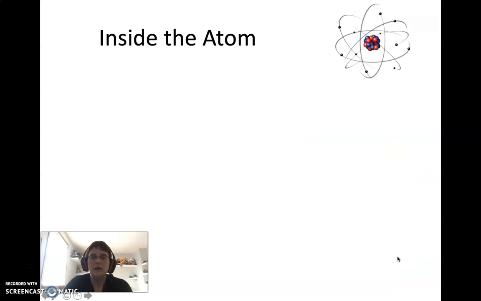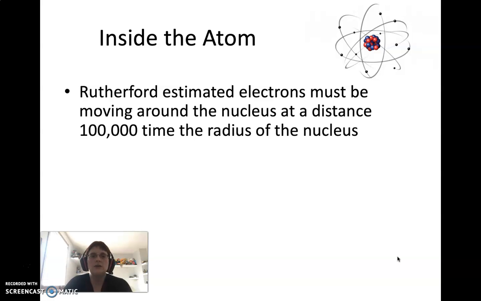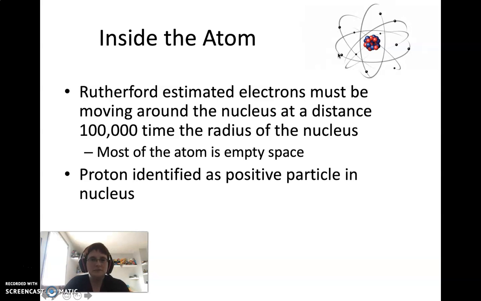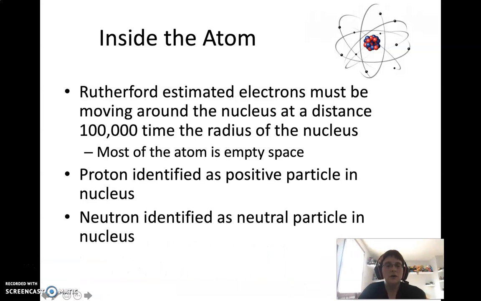And so that's how he ended up being able to build his calculation about this 100,000 times the radius of the nucleus for the electrons. So that means that the atom is mainly empty space. You can see this is our classic model of the atom. I'm sure some of you have seen this before. We've got a very tightly packed nucleus and then this big empty space that the electrons are moving around in. So the proton then was identified as the positive particle in the nucleus from Rutherford's work.